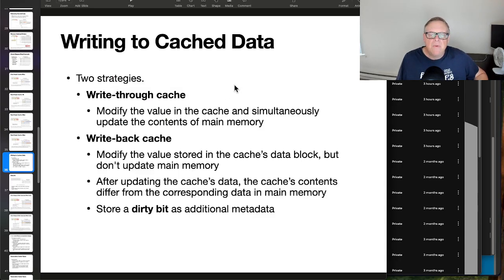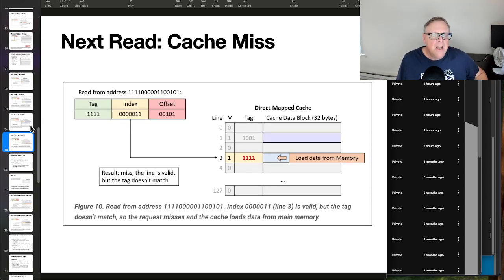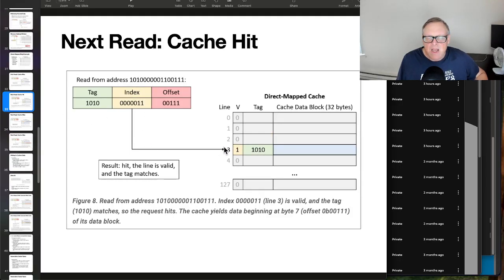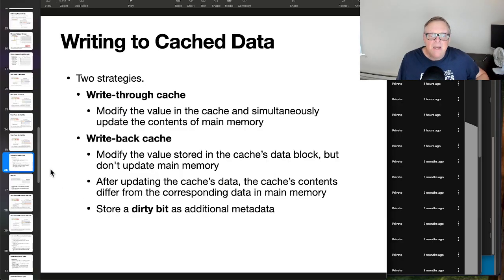All right, so now if you're going to write to cache data, we've only been talking about reads here, but suppose I'm here where I did a hit. I was going to write to this, so I already loaded this block before, now I'm going to write to it. So the question is, do I change the data just in the cache, or do I change it in the cache and also in main memory? And so there are different techniques. One is write through cache, where you always update them both simultaneously. That's going to take a lot of time, though.